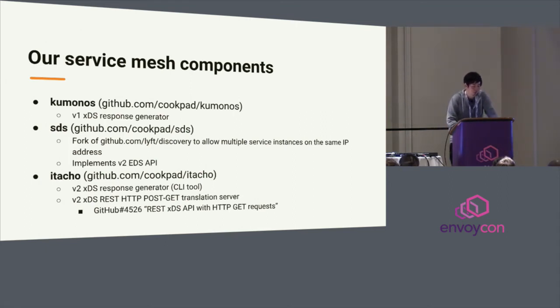Before introducing the architecture, let me explain some key components. The first one is Kumonos. It is a tool to generate V1 XDS responses from our abstract service mesh configuration. This is implemented as a Ruby gem.